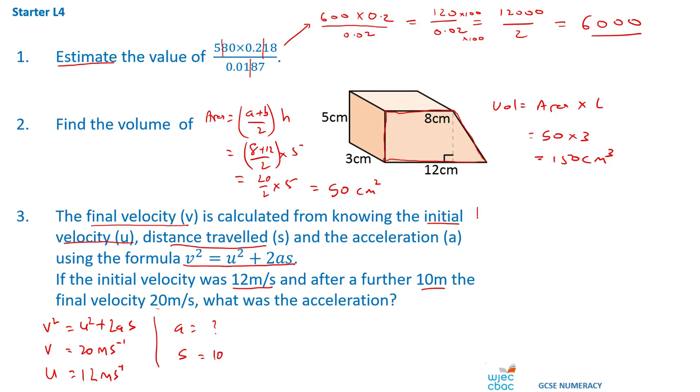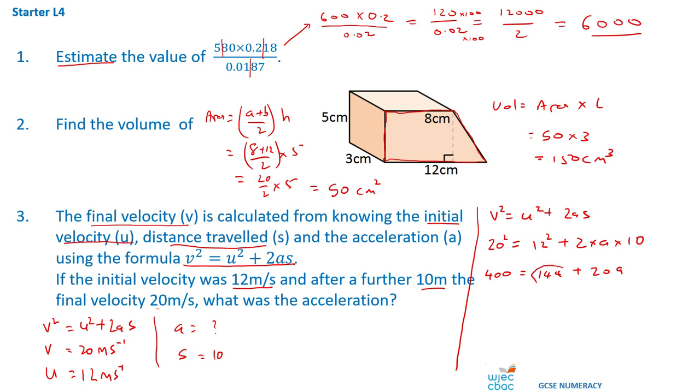So using the formula, if we write it out here, see what we can do. We have v squared equals u squared plus 2as. And if we put all the terms that we know in, v is 20 squared equals u is 12, so 12 squared plus 2 times a we are looking for times s, which is 10. So let's calculate those. 20 squared, 400, is equal to 12 squared, 144, plus 2 times 10, which is 20a, which is what we're looking for.